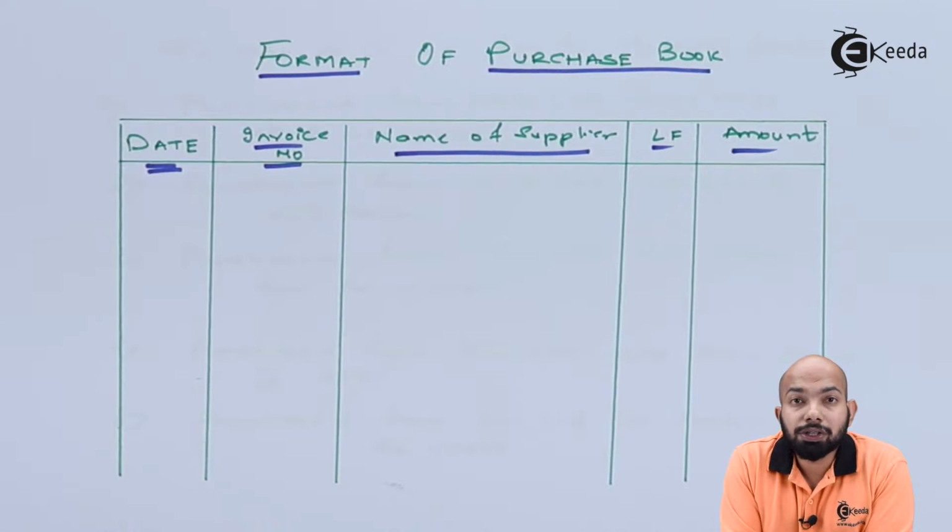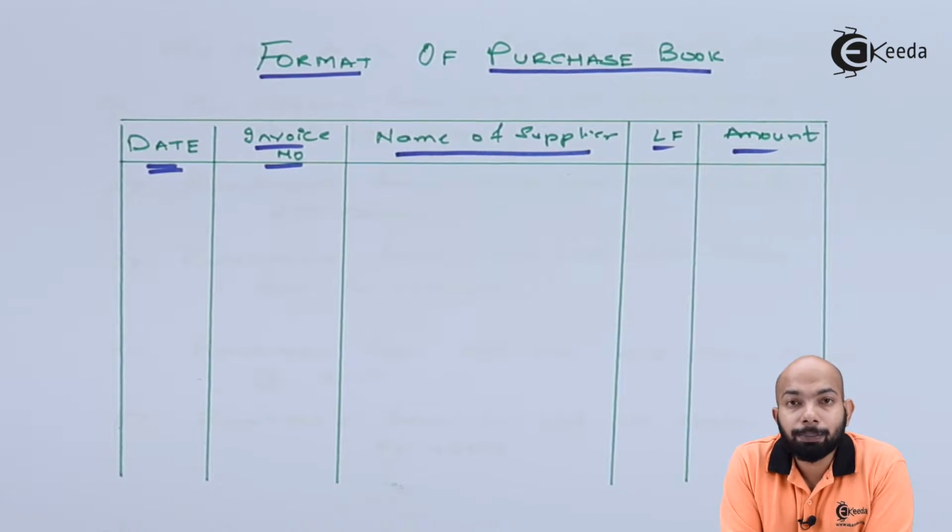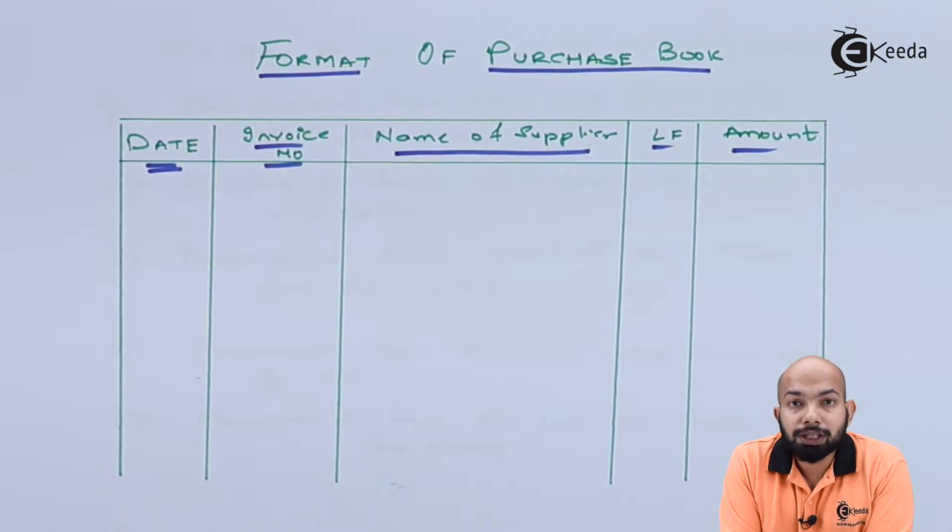Now we have an illustration for your reference. We'll go ahead and go through that illustration first and then prepare one specific purchase book transaction. Let's go ahead and prepare that illustration.